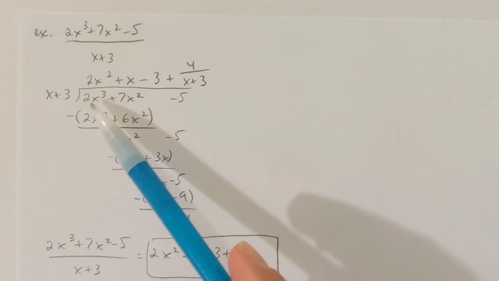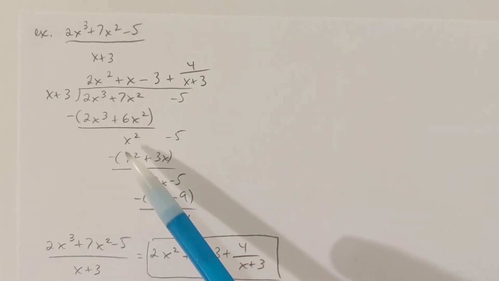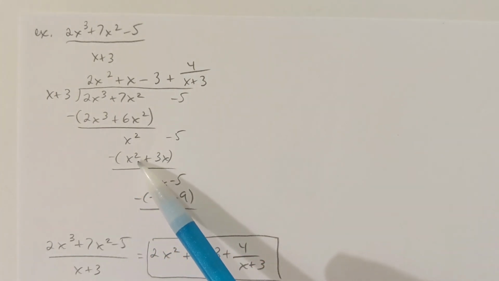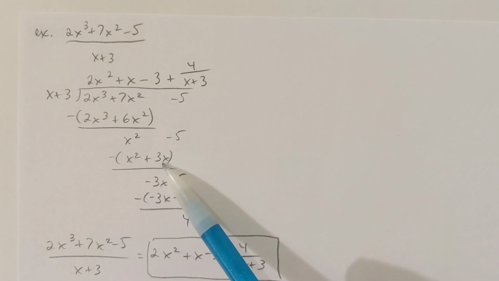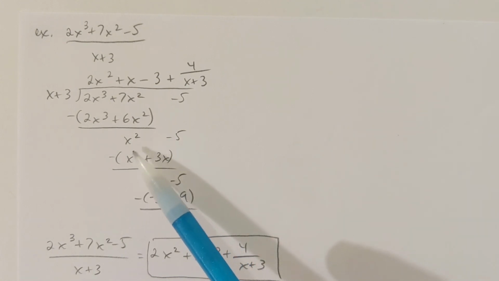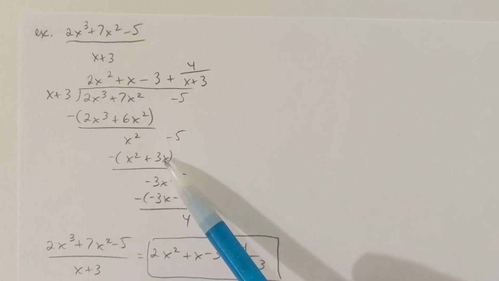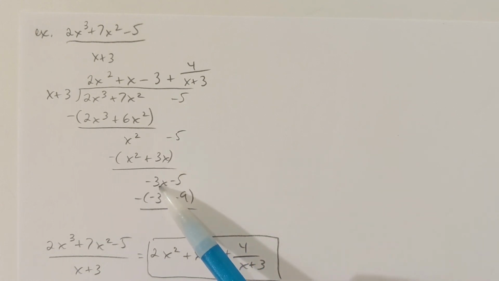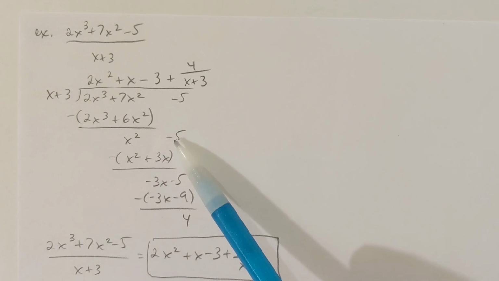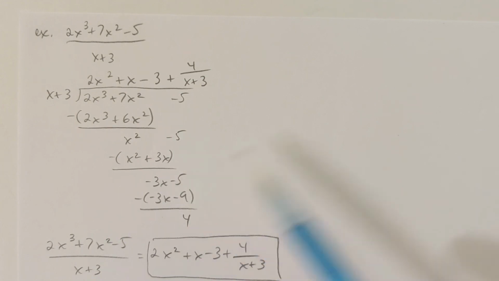Okay, x is the next term. x times x plus 3 gives me x squared plus 3x. x squared minus x squared is 0. 0 minus 3x is negative 3x. And then negative 5 plus 0 is negative 5.